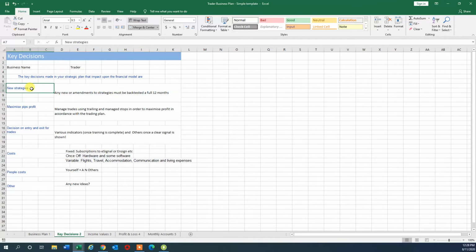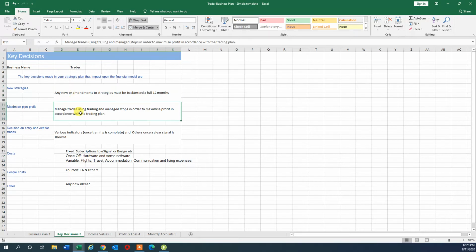If you're going to have a new strategy, then back test it for a full 12 months, unless you're very, very experienced, in which case just run a proper back test and be sure that anything new you're going to add works well for you and your mindset. Maximize your trades by managing them using a trailing or managed stop in order to maximize the profits. The decision on entry is not yours. It's always based on an indicator. We are technical analysis traders. A clear signal must be shown and we can take the trade.